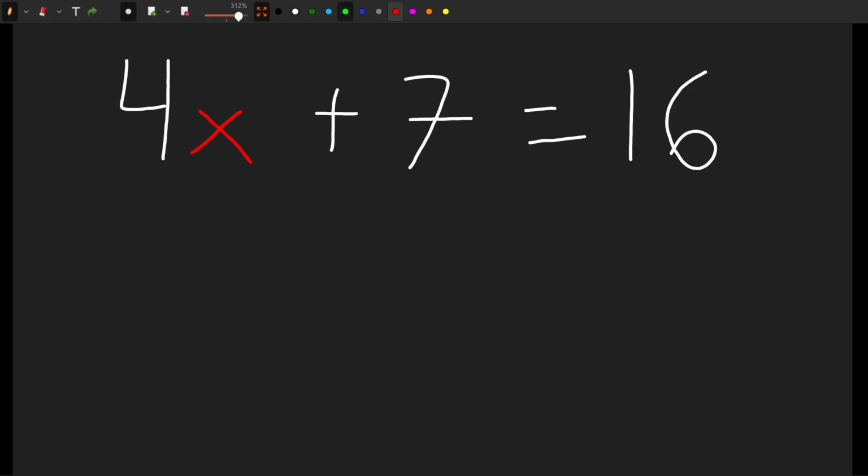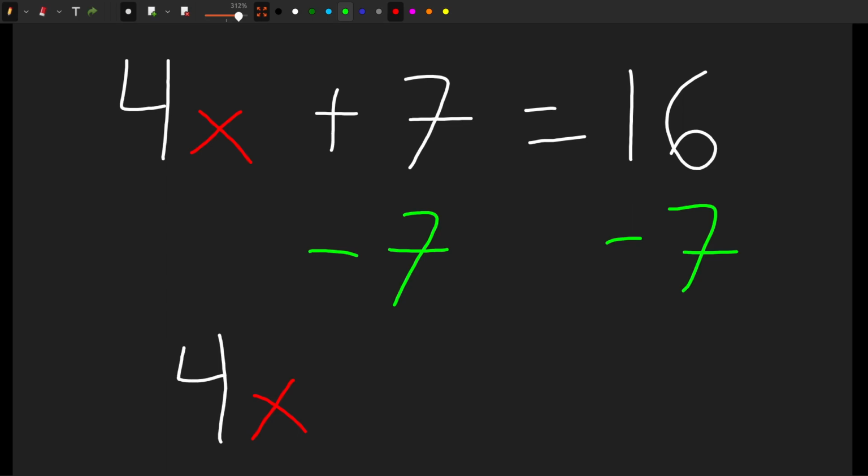So in order to solve for this, I'm going to use the addition property to subtract 7. So technically you can think of it as a subtraction property, but it's really just the addition property. I'm going to subtract 7 to both sides. I'm going to get 4x is now equal to 16 minus 7 is 9.